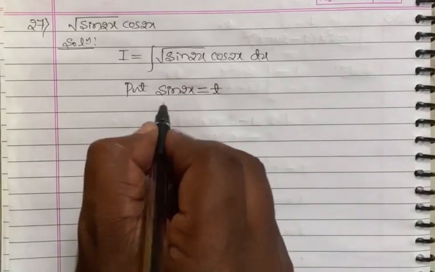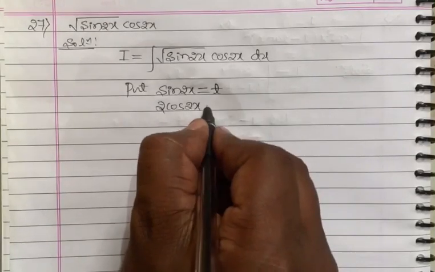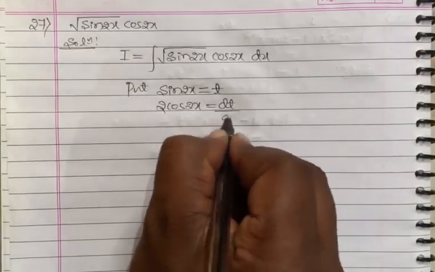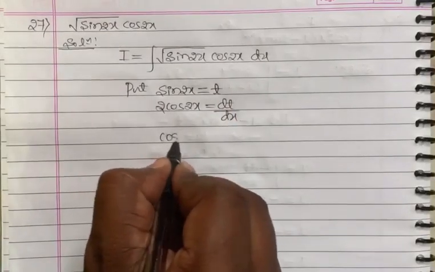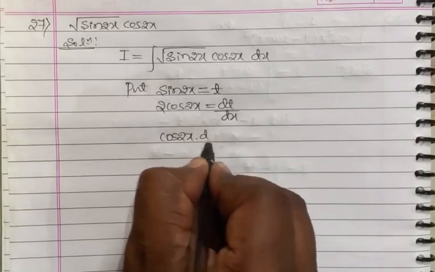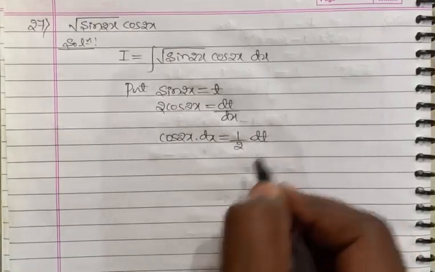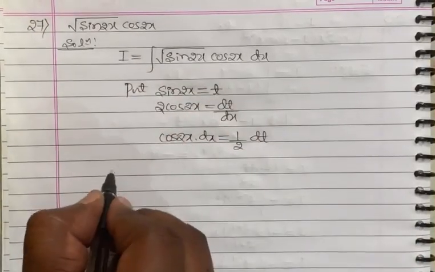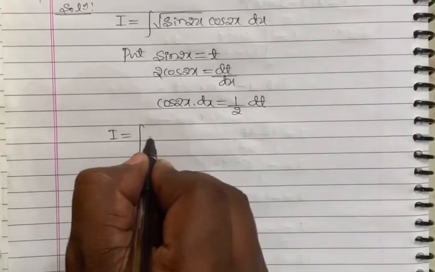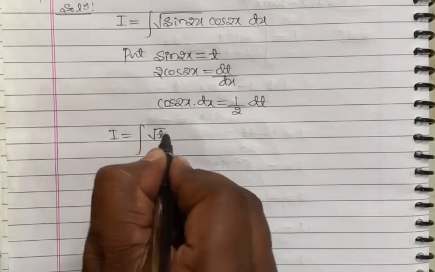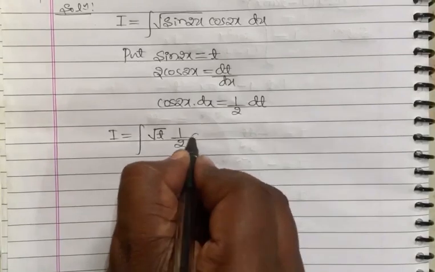What is the derivative of sin 2x? It is 2 cos 2x, which equals dt by dx, but here we need only cos 2x into dx. So cos 2x into dx equals, take 2 to the RHS, it goes to the denominator, it becomes 1 by 2 dt. So we have to rewrite the integral. I equals the integral, this becomes root t, then cos 2x dx will be 1 by 2 dt.